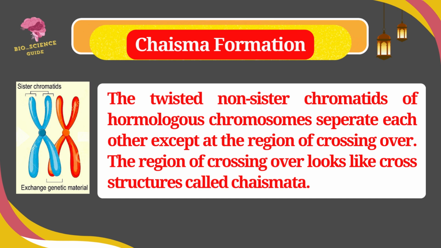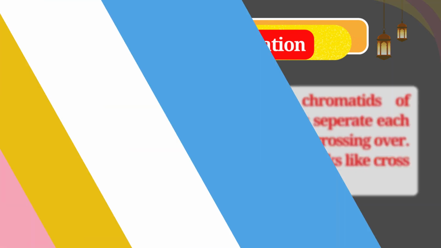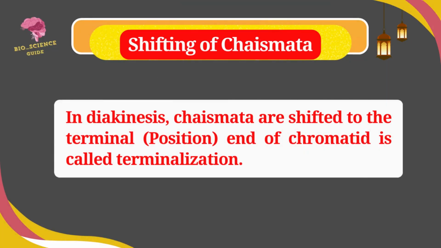Chiasma formation. The twisted non-sister chromatids of the homologous chromosomes become separated from each other except at the region of crossing over. The region of crossing over looks like a cross structure called chiasmata. Shifting of chiasmata. In diakinesis, the chiasmata are shifted to the terminal end of the chromatids, so it is called terminalization.